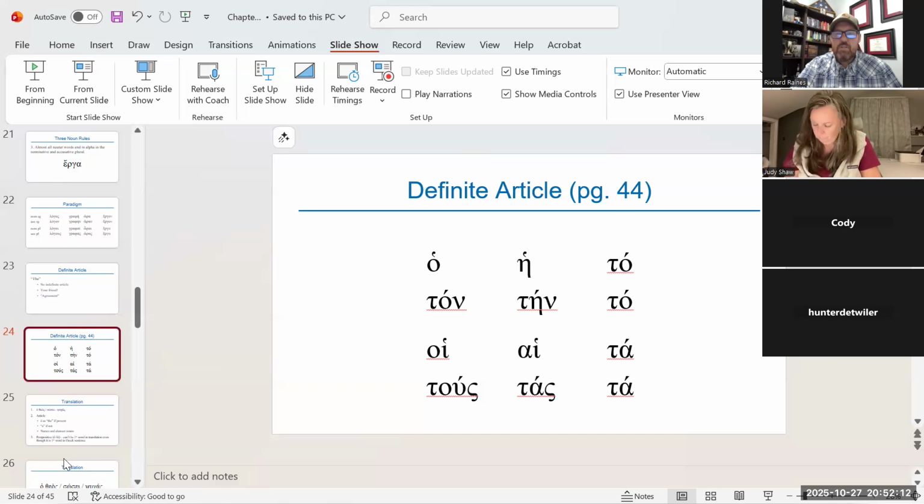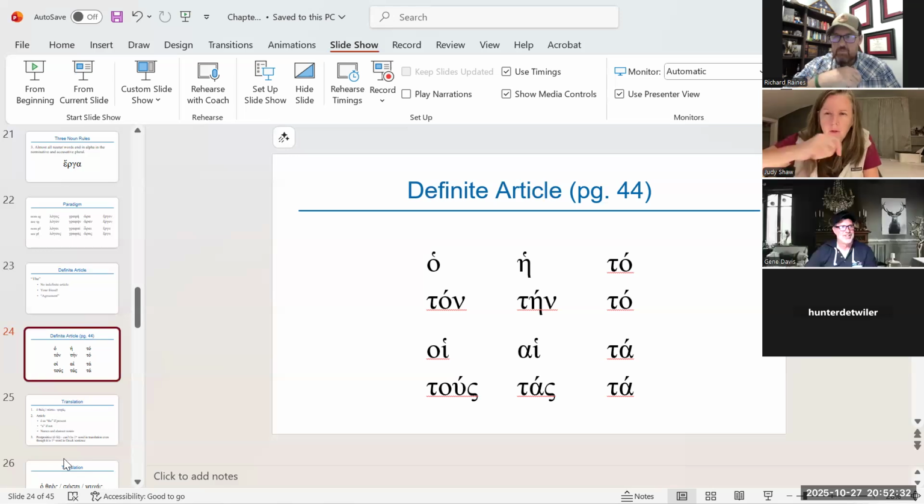So a definite article either has a rough breathing mark. Can someone tell me what sound you get when you have a rough breathing mark? Someone be bold and courageous and tell me what sound you get with a rough breathing. That's right, the H sound. H. Right. And so the definite article is either going to have a rough breathing mark or it's going to begin with a tau.